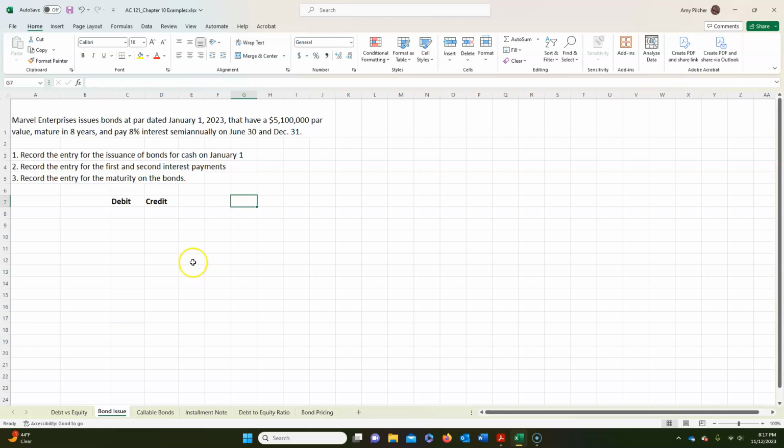So we have this example. We have issued bonds dated January 1st, 2023, that have a par value of 5.1 million, and they mature in 8 years. And we're going to pay 8% interest semi-annually. First, we're going to record the entry for the issuance of bonds on January 1st. So we're going to have cash and bonds payable.